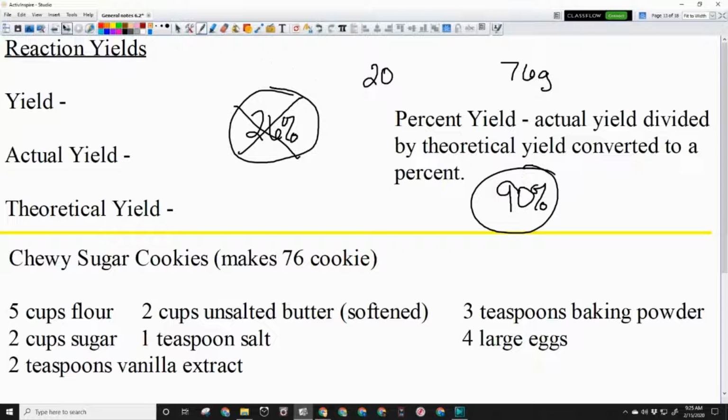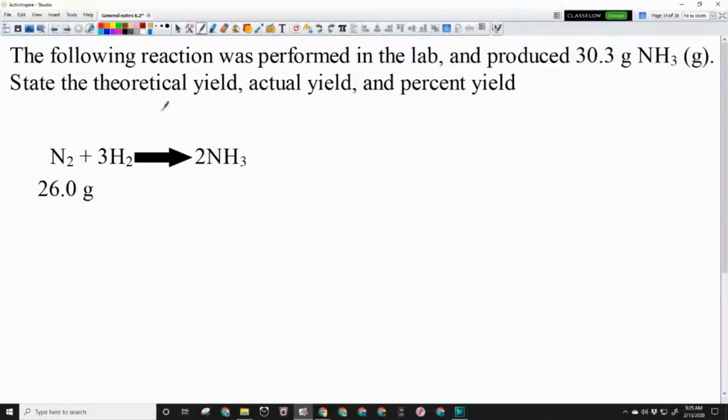Okay. All right. So let's do one example here. It says the following reaction was performed in the lab and produced 30.3 grams of ammonia. State the theoretical yield, the actual yield, and the percent yield. All right, so it tells us that it produced 30.3 grams. What yield is that? Okay, it says that it was done in a lab, so this is going to be the actual yield.